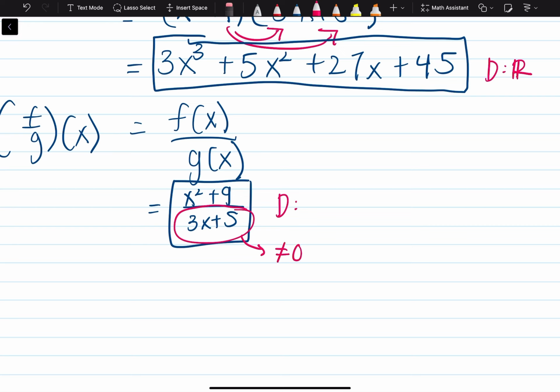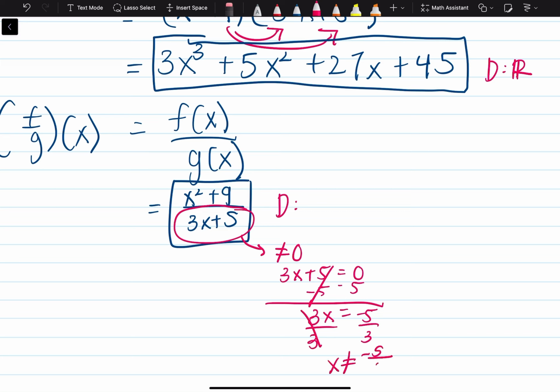So in this case, you can set 3x plus 5 equal to 0 to figure out which value would give you that 0. So once you do a little bit of solving here, you end up getting that x cannot equal negative 5 over 3. If you substitute in negative 5 over 3 for x, you will get an undefined value. So for this one, your domain would be x such that x cannot equal negative 5 over 3.